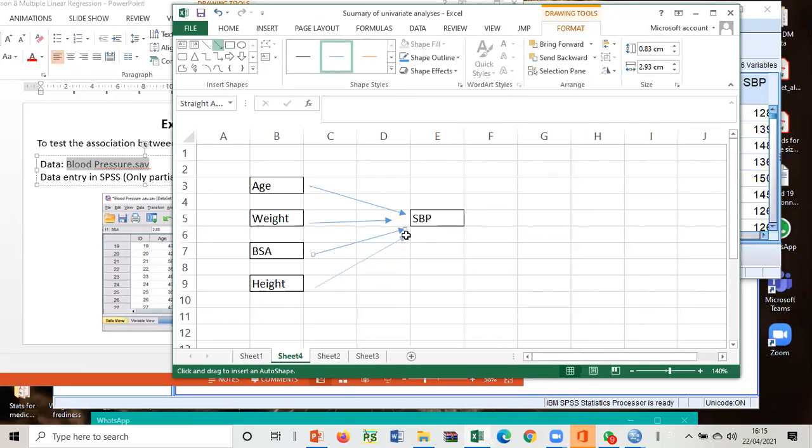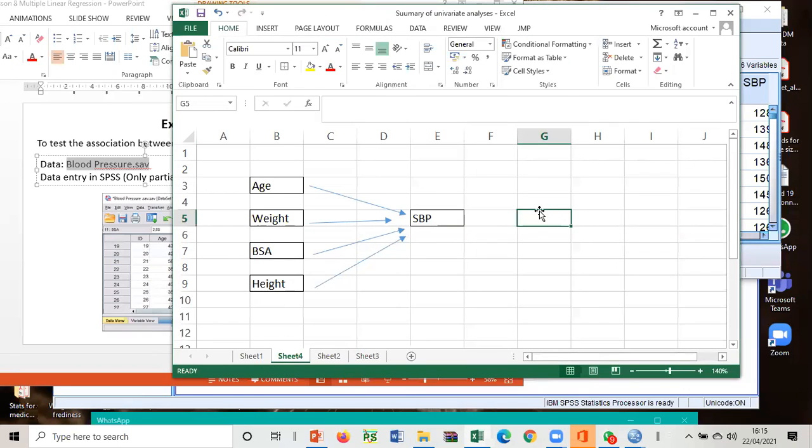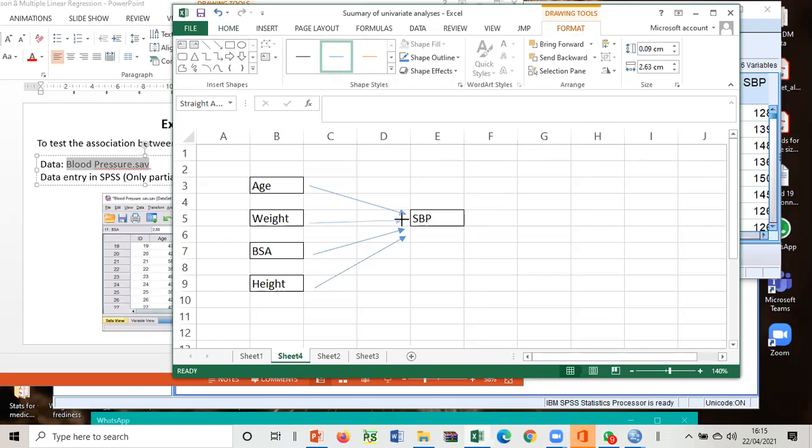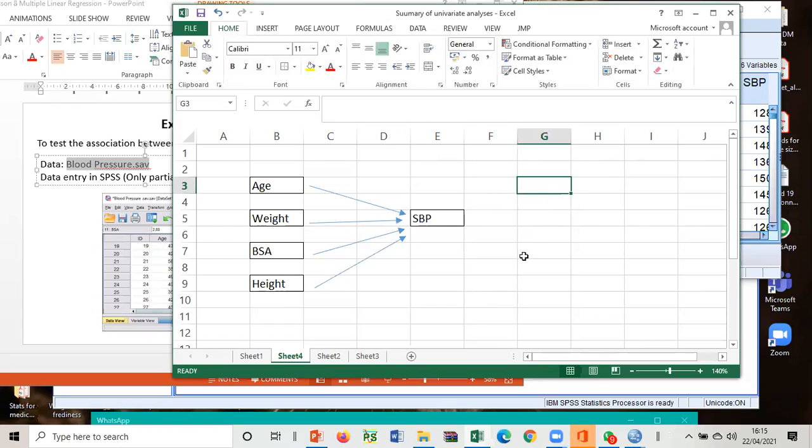All right. What do you want to know? What do we want to know? Whether SBP is associated with age, weight. All right, SBP depends on age, weight, BSA. BSA is body surface area.